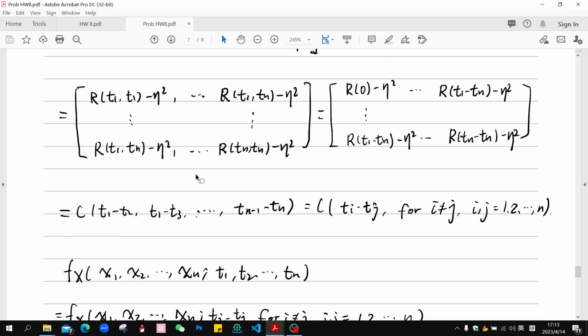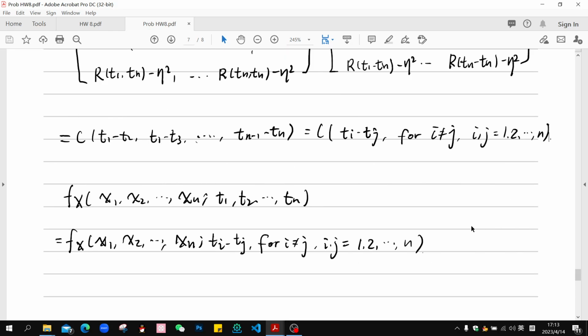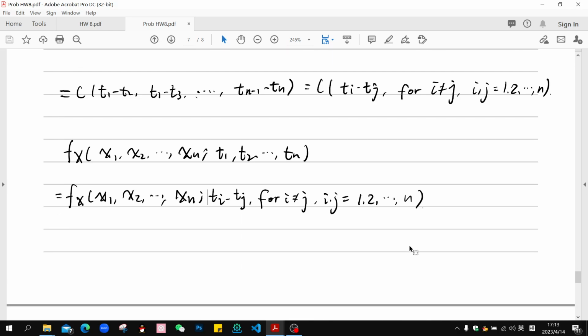And we can boil it down to ti minus tj, for i does not equal j, and i, j are 1, 2, up to n. And now we can rewrite this expression to be f_X(x1 to xn; ti minus tj), for i does not equal j, and i, j are 1, 2 to n.